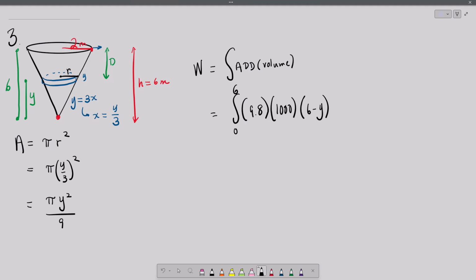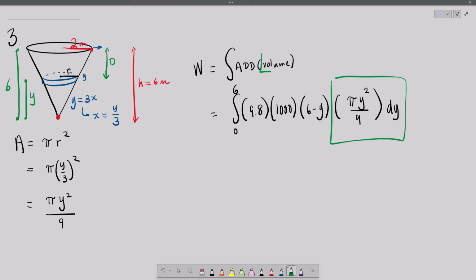So there's the ADD. Now we want the volume of our puck right there, the volume of that slice of water. Well, it's the area multiplied by dy. That is the volume. So the area right there, pi y squared over 9, multiplied by dy. So this right there is volume. Area times thickness gives us volume. Cross-sectional area is two-dimensional, and then we multiply by thickness, and now we have a tiny volume, a volumette.